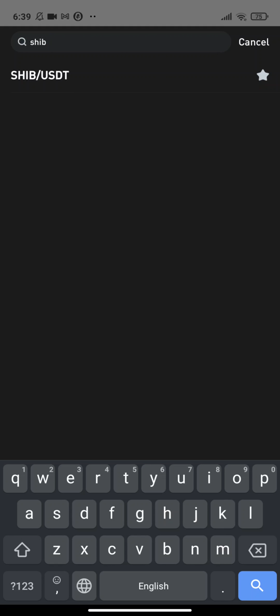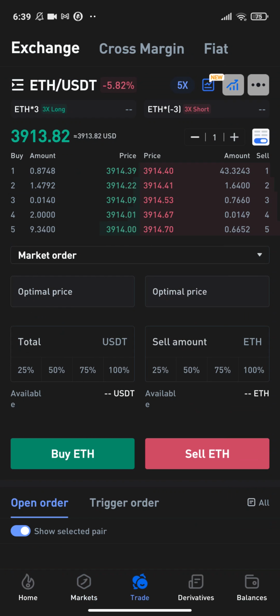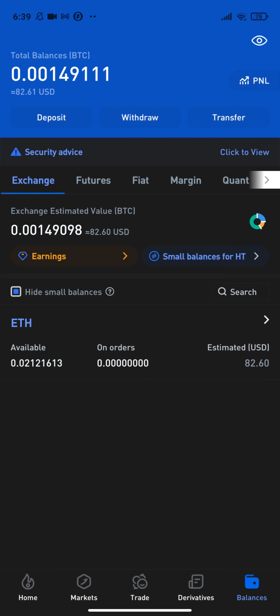Okay, so I only have Ethereum here, and I have to convert my Ethereum coin to USDT. Okay guys, what I gotta do, just go here on the trade and you will see my balance. You see I have only Ethereum. I have $83 Ethereum. So what I gotta do, I have to exchange.